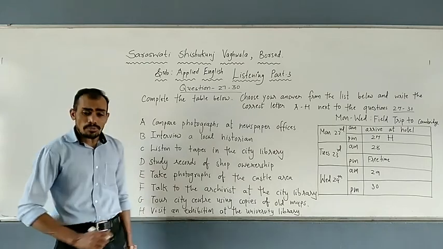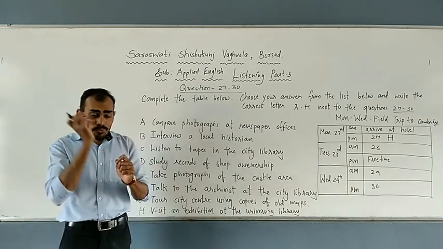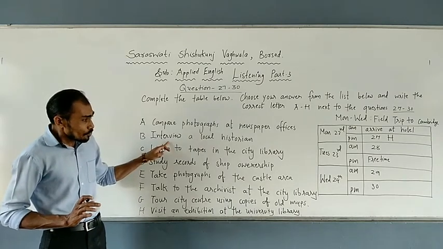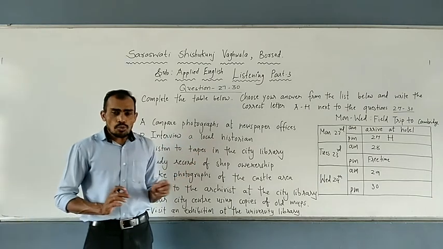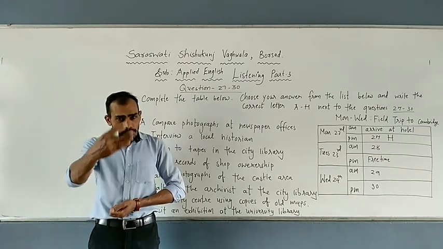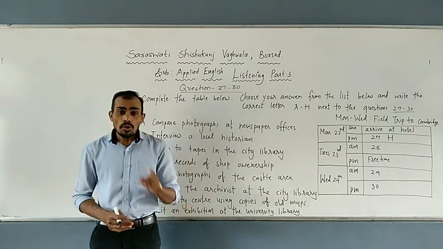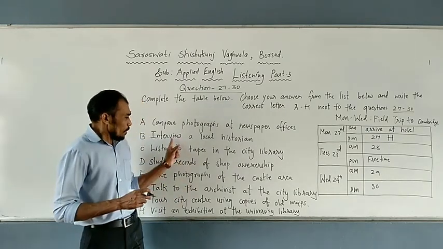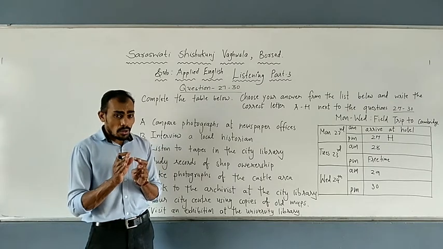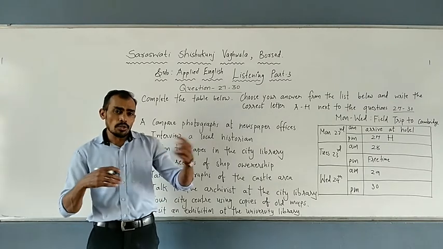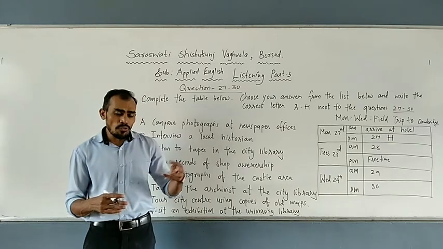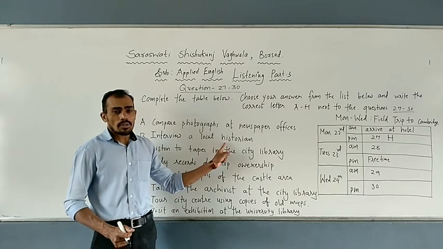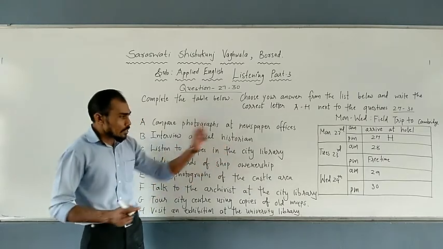Now students, the correct answer for question number 28: interview a local historian. When you complete this exhibition, you can find a professor over there, and his name is Jarvis. You can talk to him. They have not said the word interview, but you can talk to him in your free time. You can go to a professor. His name is Jarvis, and interview a local historian. So what is the correct answer? The correct answer would be B.